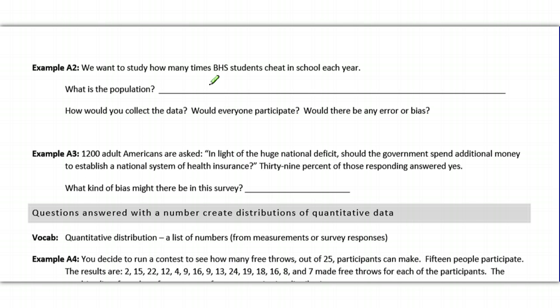Next example, we want to study how many times BHS students cheat in each school year. If we want to study how often they cheat, our population is the people we're studying, so we're first going to say we're studying BHS students. That's the who. So who is Byron High School students. We want to study how many times they cheat in a school year. How would you collect that information?